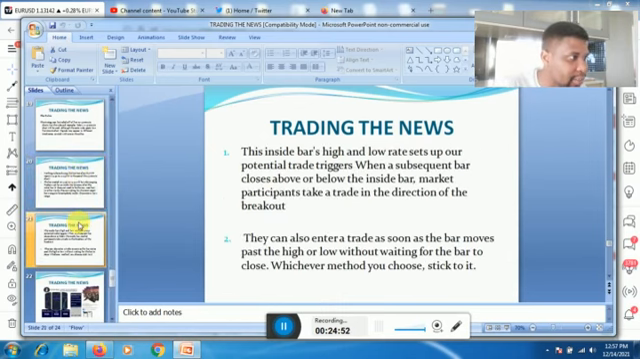And secondly, the inside bar's high and low has to be inside the high and low of the previous bar. And then the third candle has to make a new high or a low from the inside bar. So that one is our trigger candle, and then after that you place your order and then you just wait for the market to do its thing.